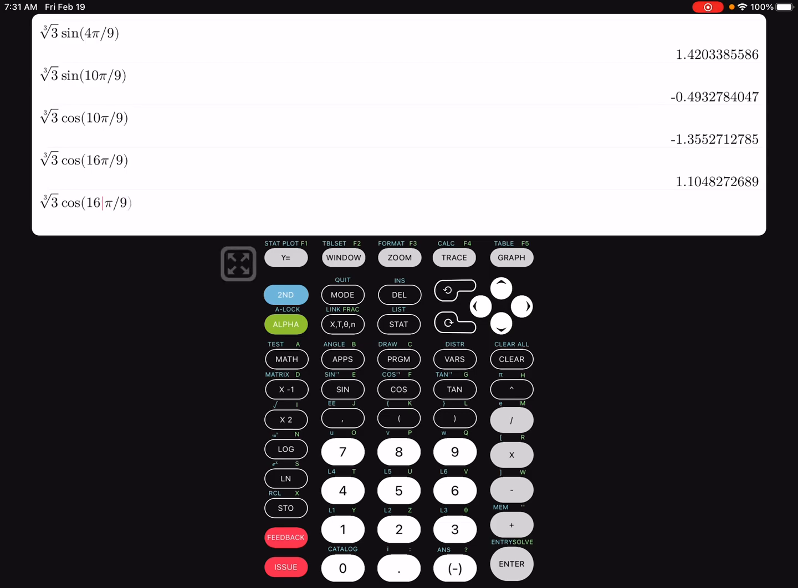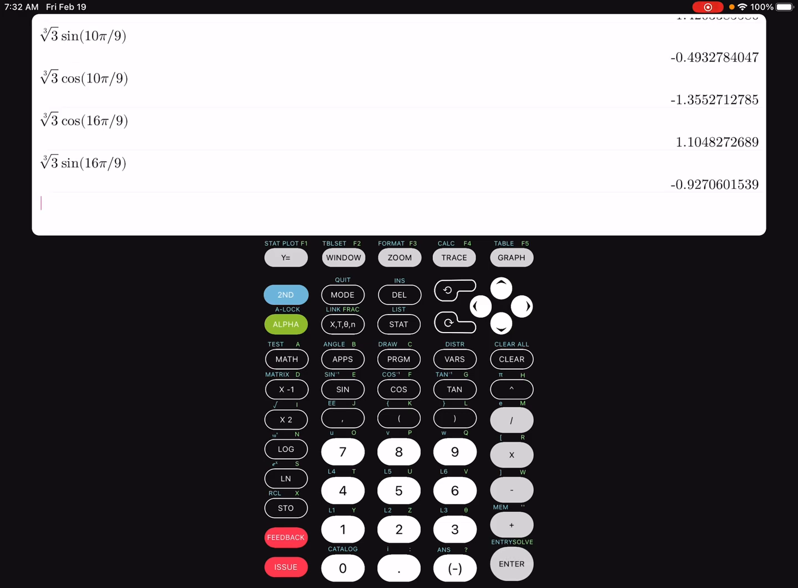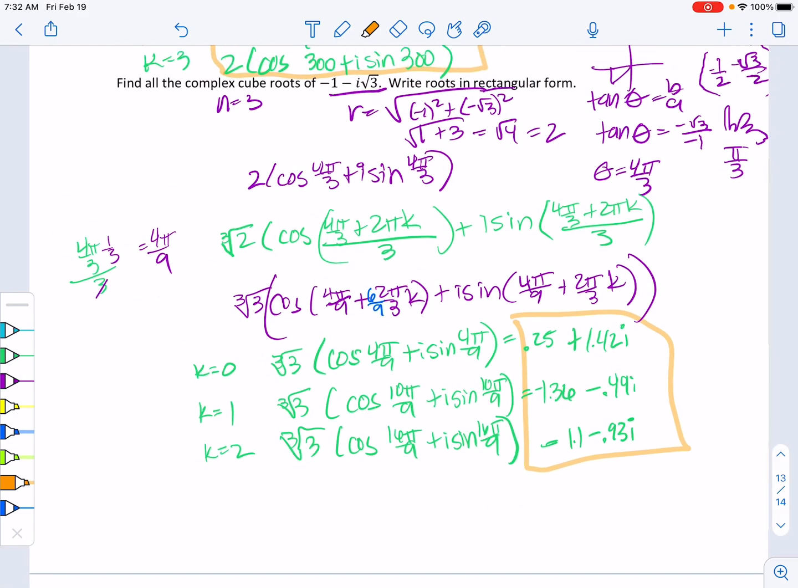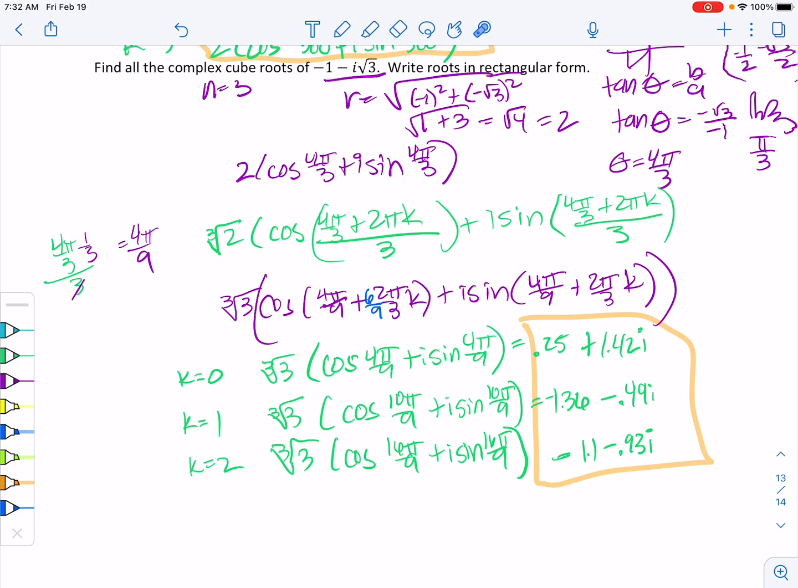Let me go back and change the cosine. So I hit delete and then sine. Depending on which one, you may have to hit second and then insert, which is above the delete, and then the sine value. So negative 0.29293i.